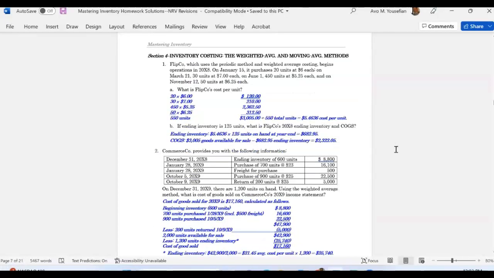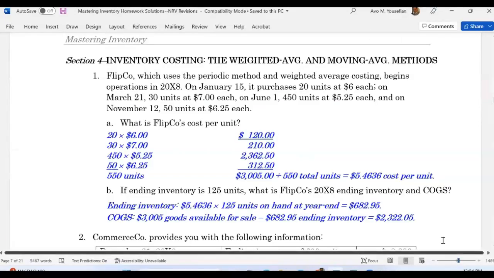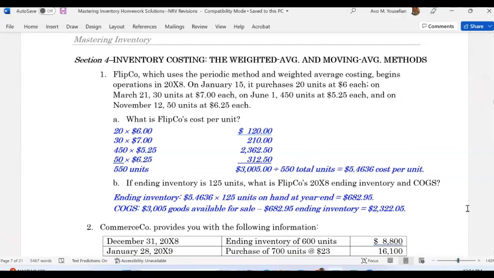Okay, so welcome to section 4 for mastering inventory. In this section, it looks like we are going to look at the inventory costing for weighted average and moving average method. First thing that I think we need to cover is what's the difference between weighted average and moving average.